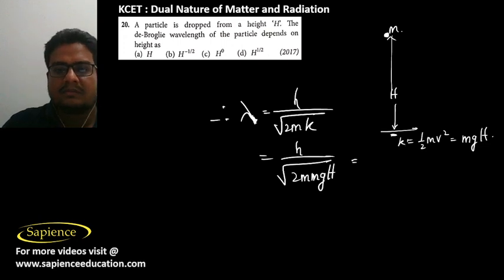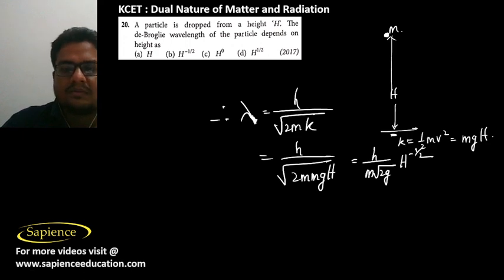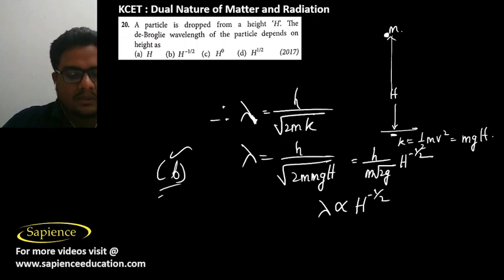Therefore, I can say this is some constant, h by m root 2g, into h power minus half. Therefore, the de Broglie wavelength is proportional to h power minus half. So option B is the correct answer.